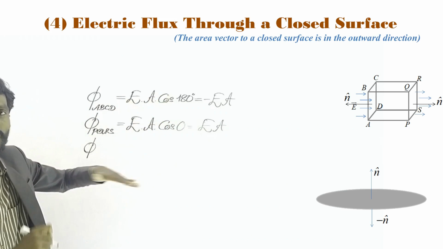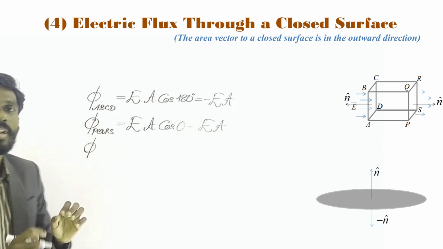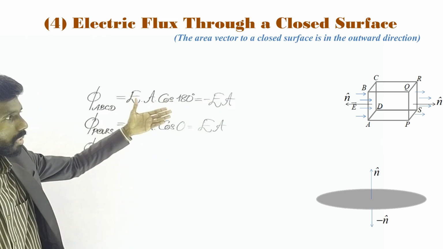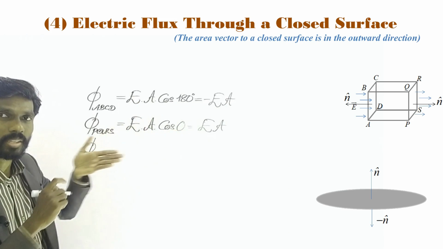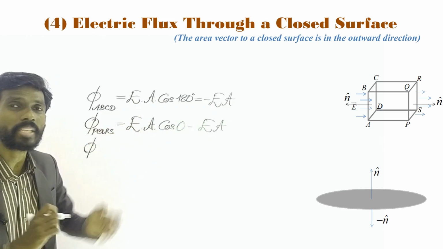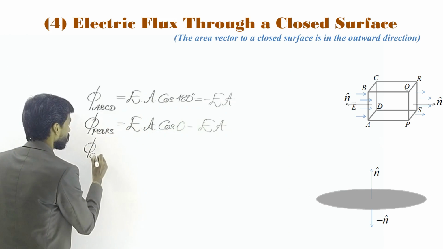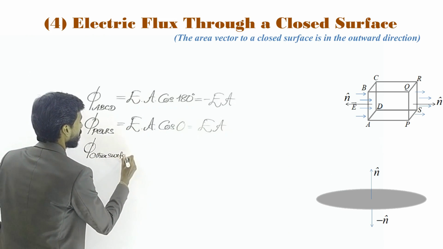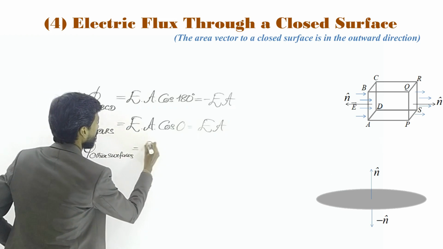Similarly, the bottom surface is also parallel to the electric field. So that also has electric flux value 0. Similarly, the other two surfaces, front and back, are also parallel to the electric field. That means the electric flux through the other surfaces, I am directly writing, is equal to 0.